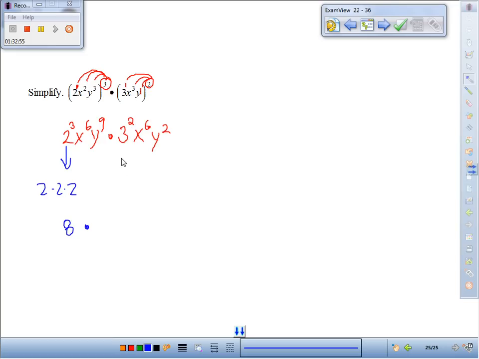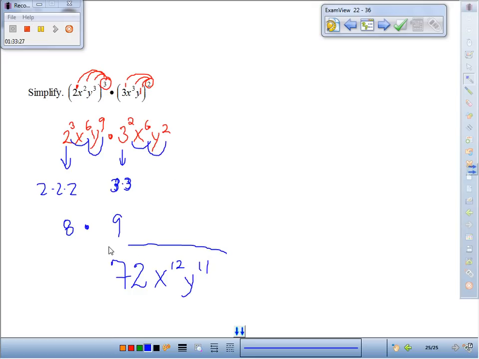Times. What is 3 squared? 3 times 3, which is 9. So what is 8 times 9? 72. So we're done with the numbers. So we're still multiplying now. Let's focus on the variables. What is x to the 6 times x to the 6? X to the 12. What is y to the 9 times y to the second? Y to the 11th, and we're done.